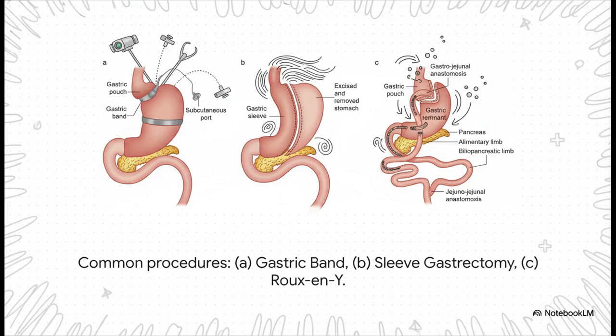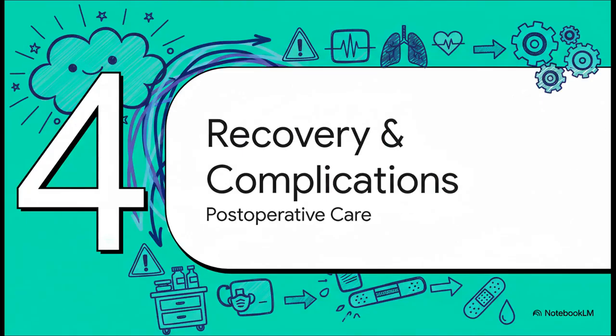So what kind of operations are we actually talking about here? This slide gives a great visual. They range from the gastric band, which is purely restrictive, to the sleeve gastrectomy, where a big part of the stomach is actually removed. And then you have the more complex Roux-en-Y gastric bypass, which is a combination of restriction and malabsorption.